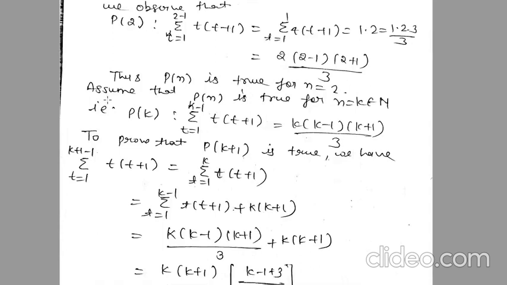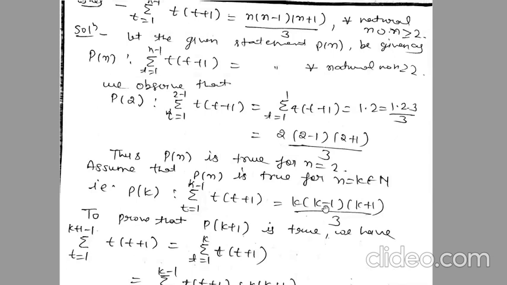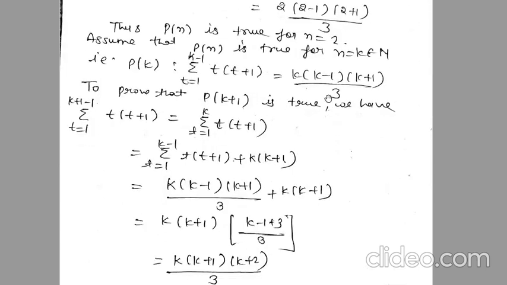Now assume that Pn is true for n is equal to k. So for n is equal to k, you will write k in place of n. So just replace n by k: (k minus 1)(k plus 1) upon 3. So this statement is also true for n is equal to k, and this is very easy.